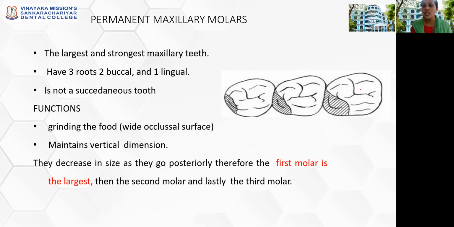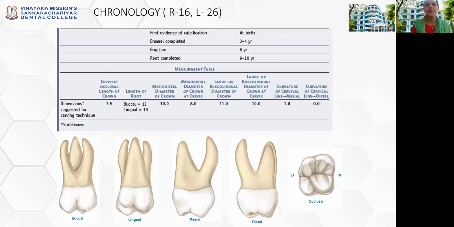Because of the wide occlusal surface, it mainly helps in grinding of the food and also helps in maintaining the vertical dimension between the maxillary and mandibular arch, and also serves as a keystone of occlusion. Among the 3 molars, as the teeth proceed posteriorly, the size of the molar tends to decrease. Therefore, the maxillary first molar is the largest and the maxillary third molar is the smallest among the 3 molars.